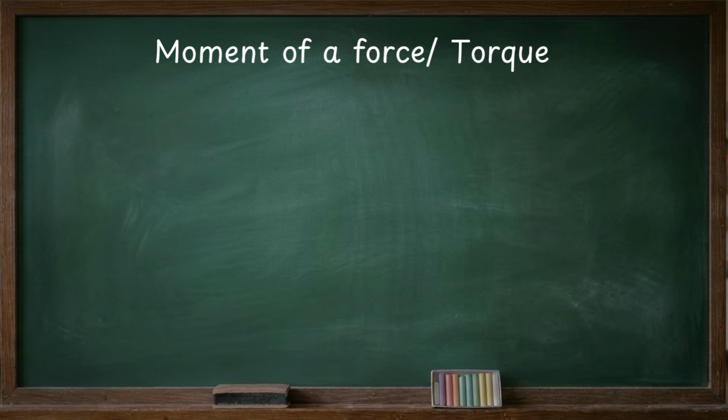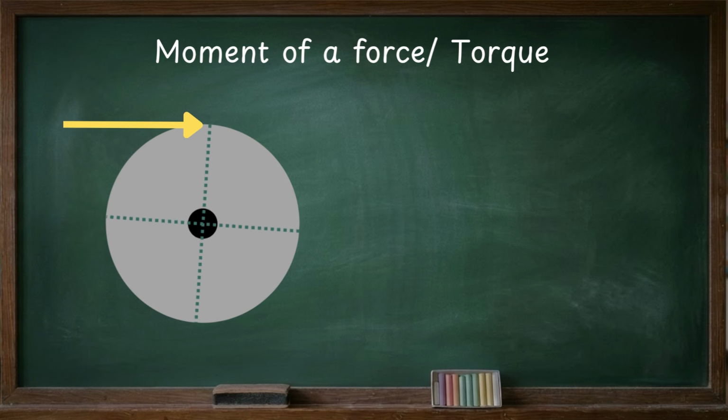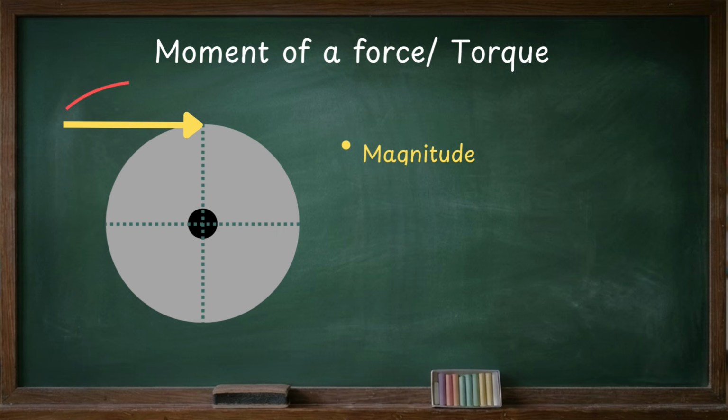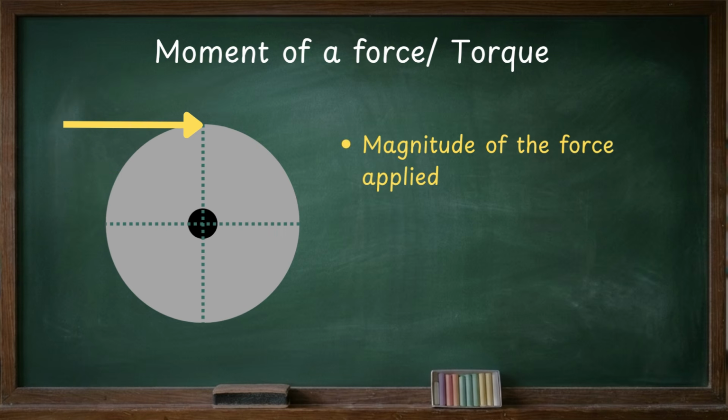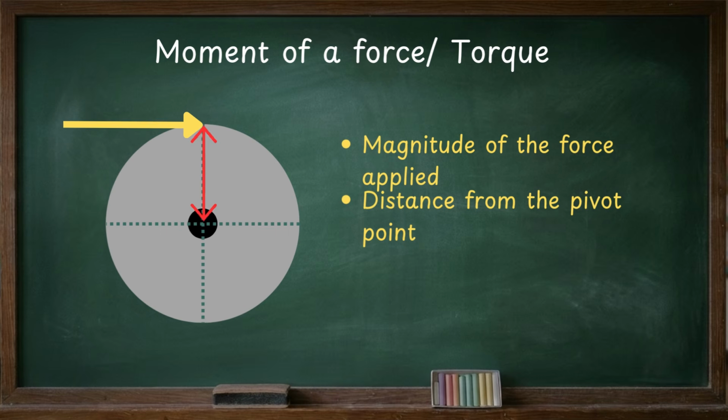Now that we understand how force causes a pivoted object to spin, let's talk about the actual turning effect itself, which we call the moment of a force, or torque. Let's look closely at a pivoted, rotating body. What actually decides how easily that object will turn? It depends entirely on two major factors. First, it depends on the magnitude of the force applied. Second, it depends on the distance from the pivot point to the line where the force is acting. If you multiply these two factors together, the force and the perpendicular distance, you get the mathematical value for the moment of force, or torque. This product is the exact mathematical reason why things rotate.